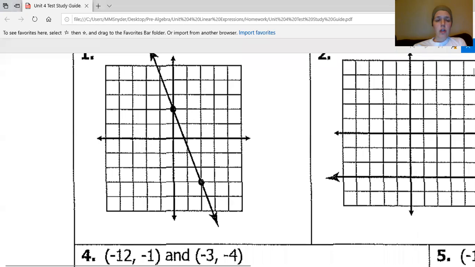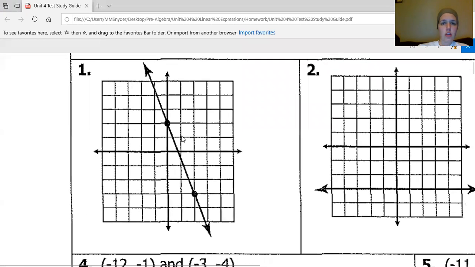Hey guys, so I want to do a quick video on slope again, but with a graph that doesn't actually have points on it. So let me share my screen real quickly. We're actually going to start with this one. So this one, you can see it does have points on it.